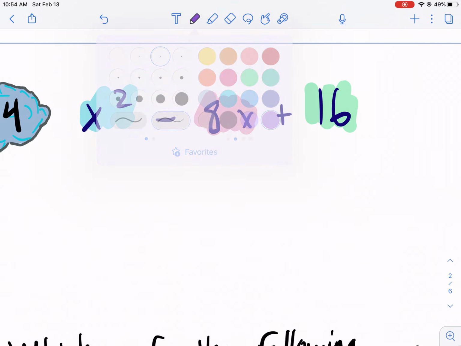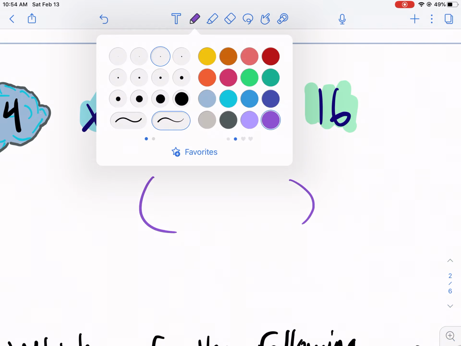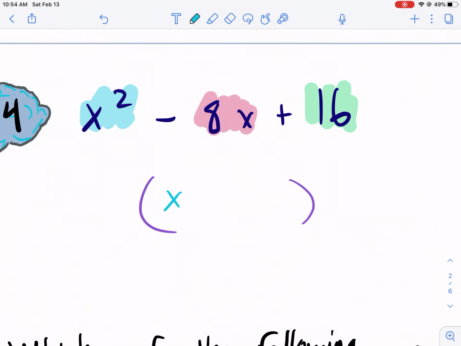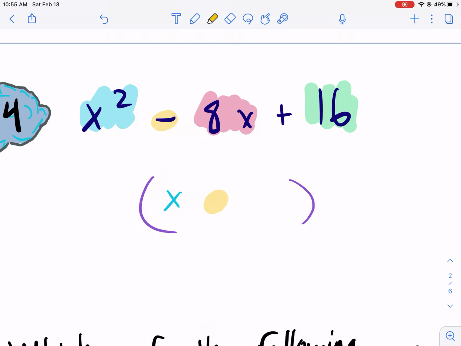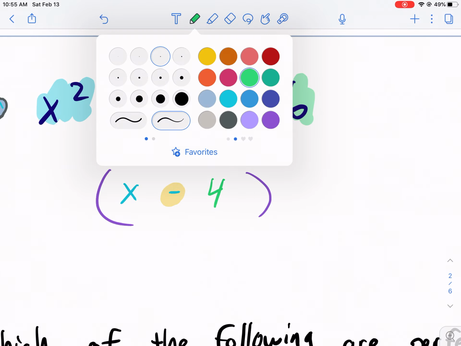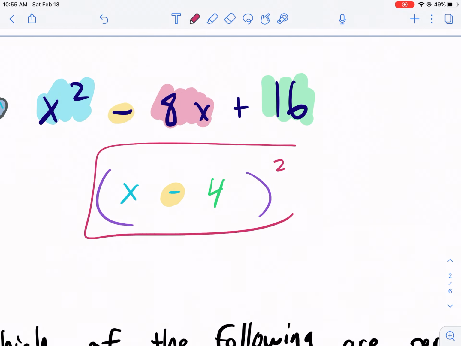So we can rewrite this as x. Notice this too: if it's minus here, it's going to be minus inside our parentheses. x minus, and then it's going to be 4. And technically we're going to do that twice, so we can square it, and there is our answer.